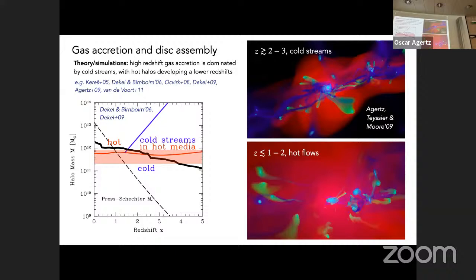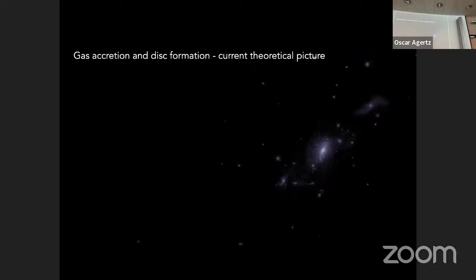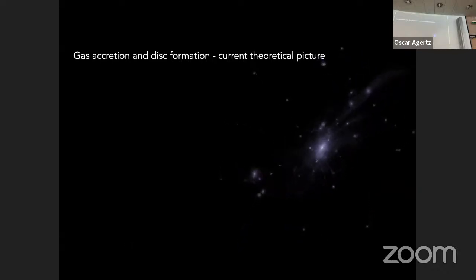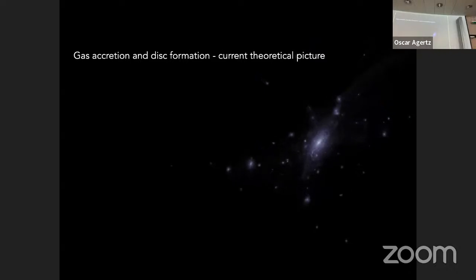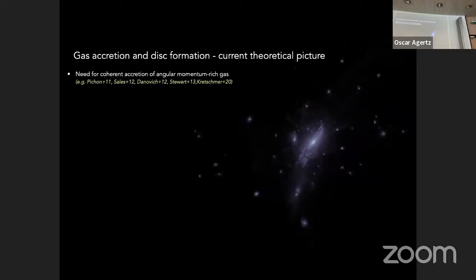Then we transition into the hot mode, where we can have a stable hot corona because the accretion shocks are just powerful enough to be sustained, and you're not radiating away that energy. So then suddenly we go into this hot flow mode. So this is the dichotomy, right? Cold gas at early, high redshift, and then in the more local universe, we have a hot corona feeding galaxies. Here, there's a bunch of problems, right? So there's a theoretical picture emerging. What's necessary to build disk galaxies? Here we see the stellar populations of one of my simulations. So first of all, we need this accreting gas to be coherent in its angular momentum budget.